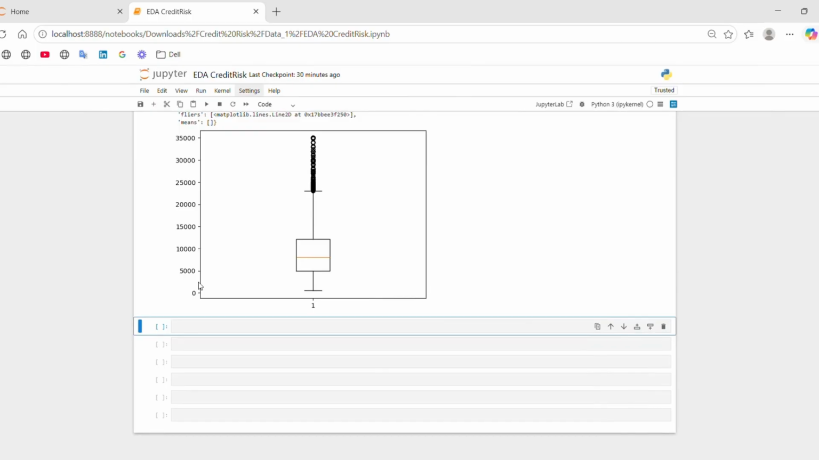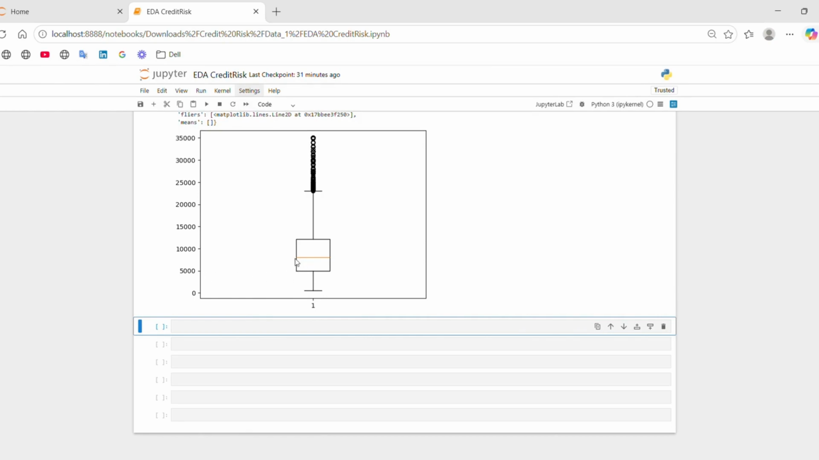Okay, so can anyone figure it out? What exactly is this box plot trying to tell us? The box plot is telling us about the distribution. The median orange line is kind of a center for this distribution, coming around 7,000 or so. If you look at it, most customers are taking loans around this range.